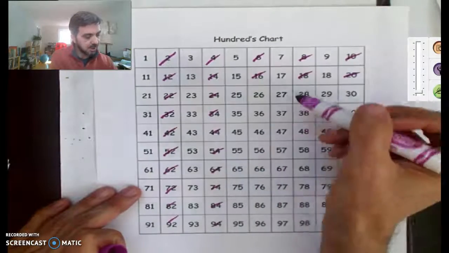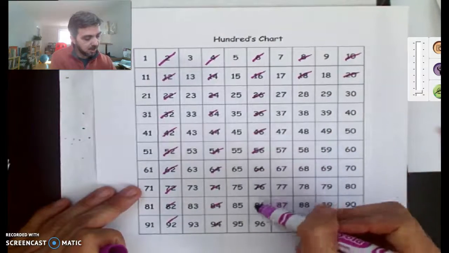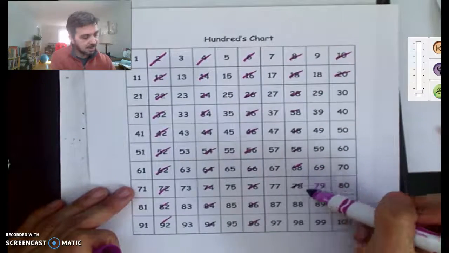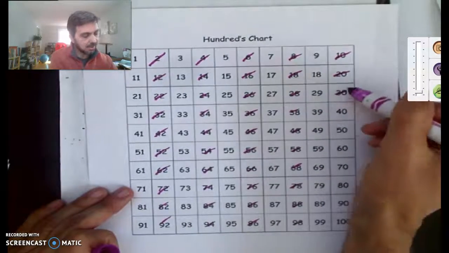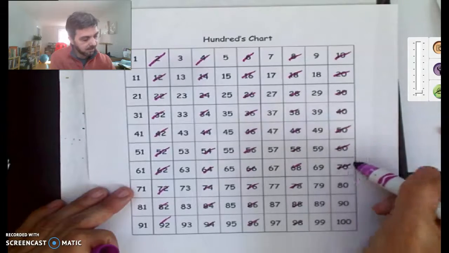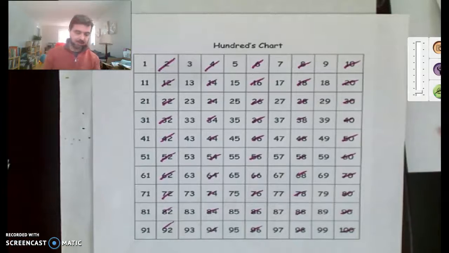All right, so you're going to do the same thing, okay? Because this will help you to locate prime numbers. So it can't be any of the even numbers. None of the even numbers are prime. All right? Okay.